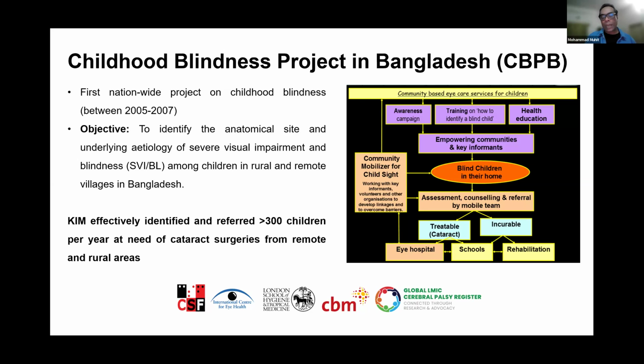In the first 2-3 years, we identified 3,000 children, and more than 600 were blind from a treatable condition, cataract in both eyes. So they were treated, the service was provided, and the whole cycle was completed. So every community saw that we came to the community, worked with them, then identified those children, assessed them. Those who were treatable were referred to eye hospital and got the treatment. Those who were incurably blind, we linked them with the rehabilitation and education system.